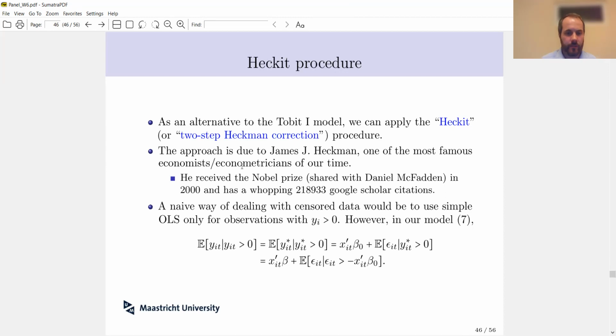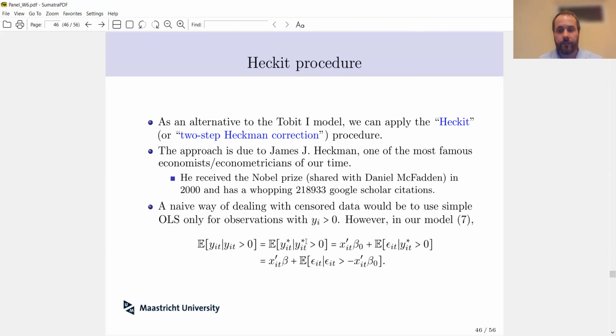He has, of course, a couple of papers that are pretty influential, and one of his more famous papers deals precisely with this kind of censored data. Let's discuss a naive way of dealing with censored data. Recall that we have a lot of zeros, and we only have reliable observations when the observed y is bigger than 0, because then the observed y actually corresponds to the unobserved y star, which is the response variable of interest.